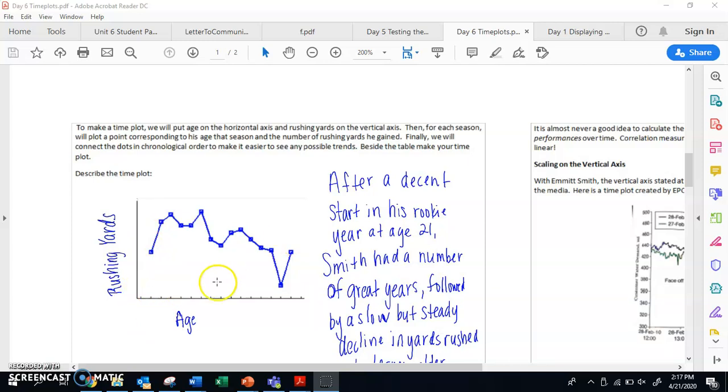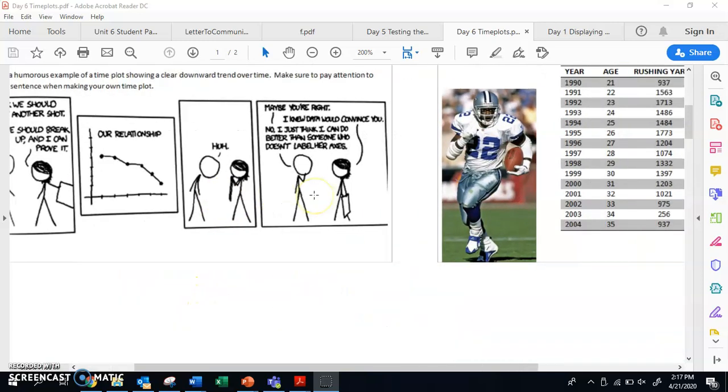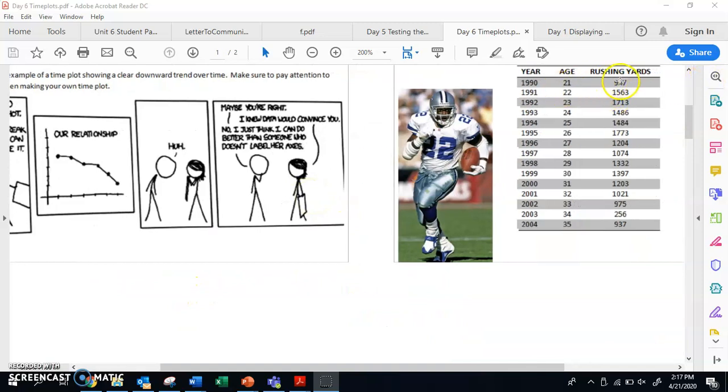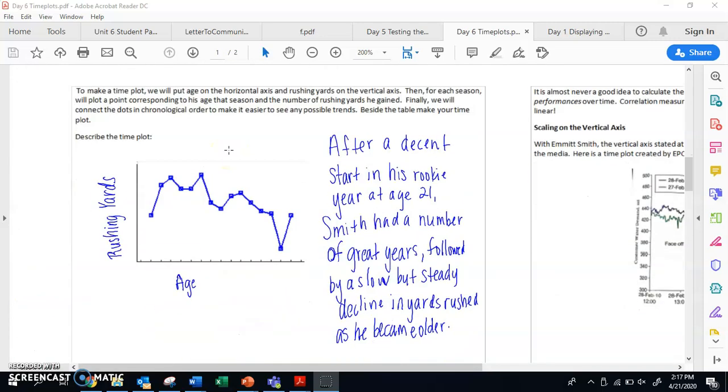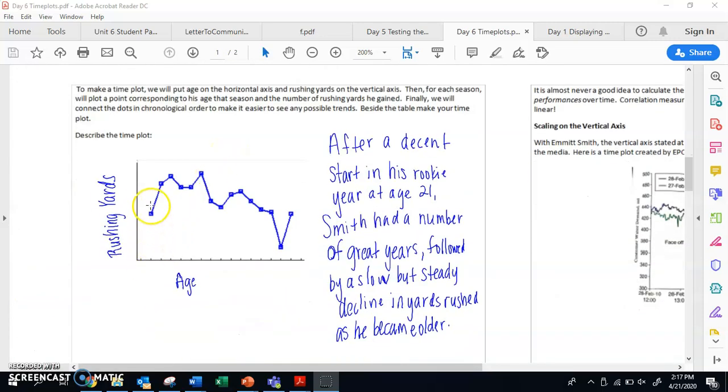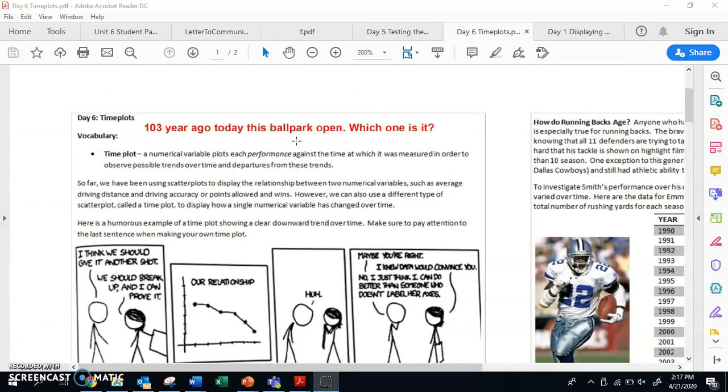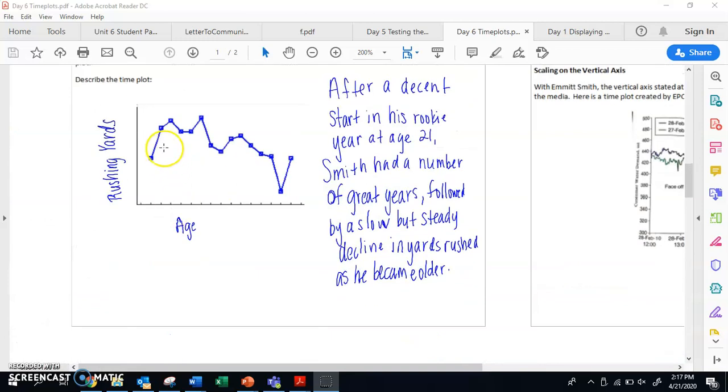So at age 21, he had, let's go back up, age 21, he had 937 yards. At 22, he had 1,563, and so on. And so I'm just putting a dot for each one of these. So at 21, he had 937, and then age 22, we're putting his values, age 23, and so on.